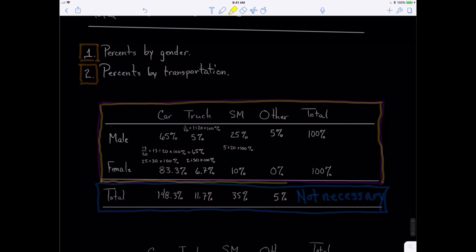And that would be our final result. I'm going to put a little tick mark. We've got our check mark. We have percents by gender. Now, let's go to step 2, and that's to make a table based on percents by transportation.